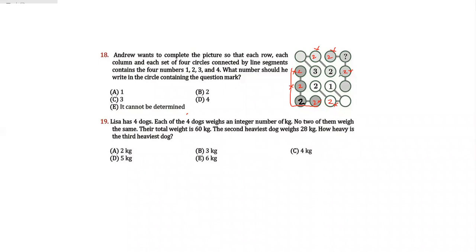Now similarly, again 2 cannot come here, 2 cannot come here, 2 cannot come here because this is here. So the only digit that can fit here is 2 in the question mark. So my answer will be option number B, 2.